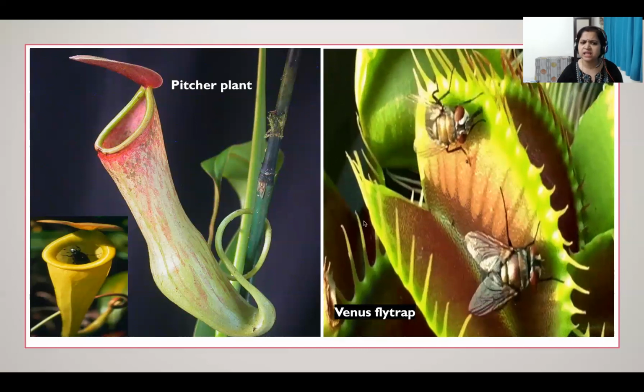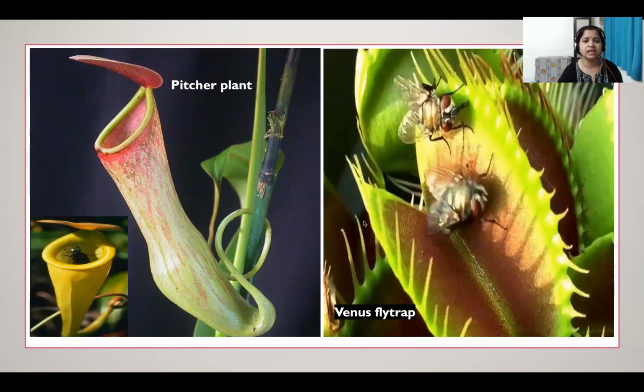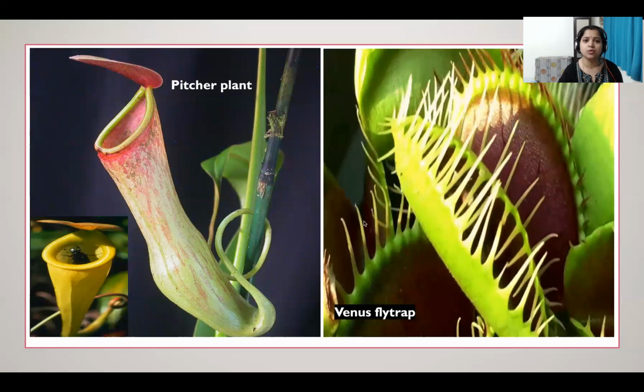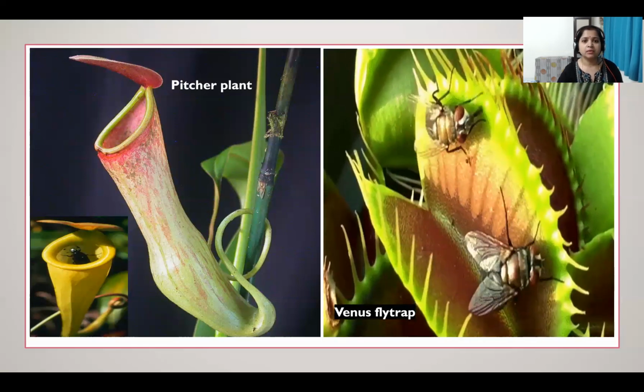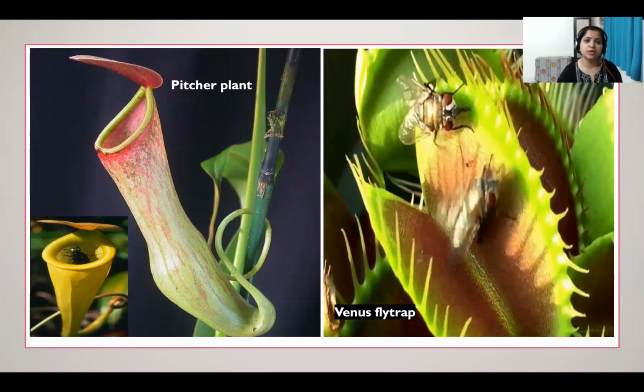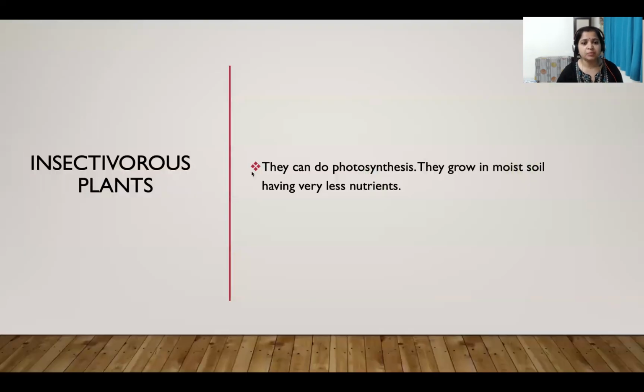Now you can see these plants have bright green colors. It means they have chlorophyll. So why do they trap the insects for eating? Because they are adapted to grow in such kind of soil which is moist but very low in nutrients. That is the reason they depend upon the insects for their food.